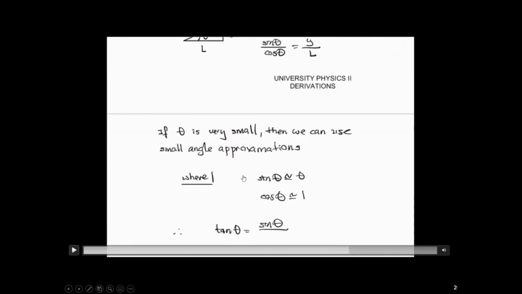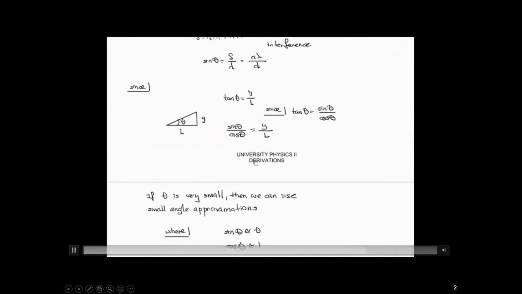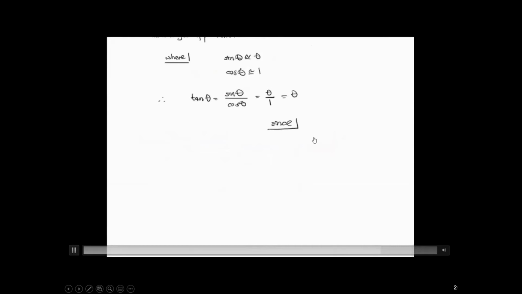Which means that tangent of theta can be roughly about theta, which means that tangent of theta is going to be the same as sine of theta, which is going to be the same as theta. So all three will be the same. So this is going to allow us to relate two triangles to each other.